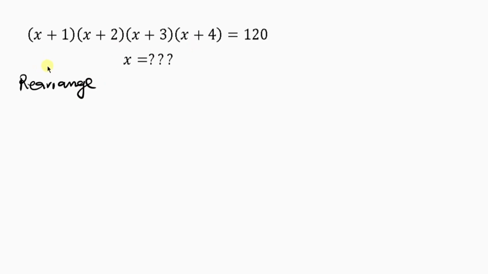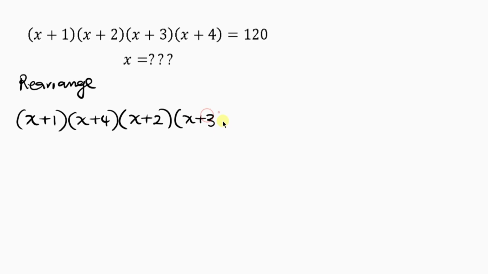On rearranging, I'm going to be pairing the first expression with the last. So I have (x + 1)(x + 4), and I'm going to be pairing these two together, they are already together, which is (x + 2)(x + 3), and this is equal to 120. So now let's expand these two.